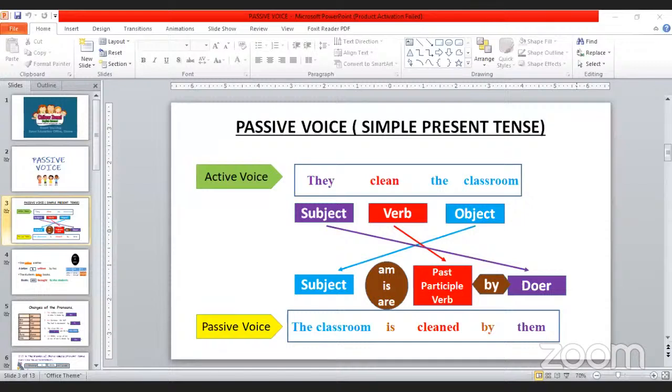Now let's move to the next slide. Right. She writes a letter. Now can you change the sentence into passive voice? She writes a letter.